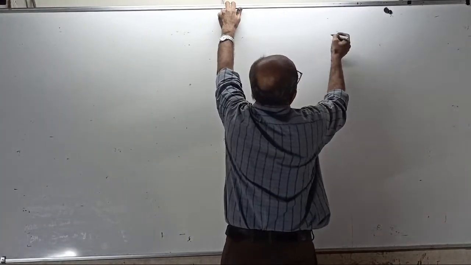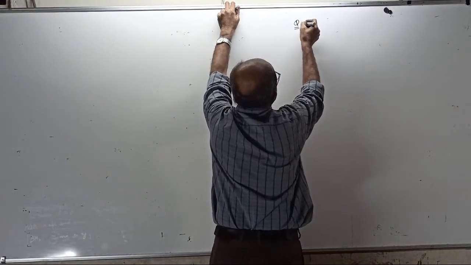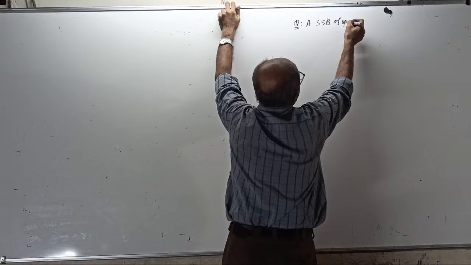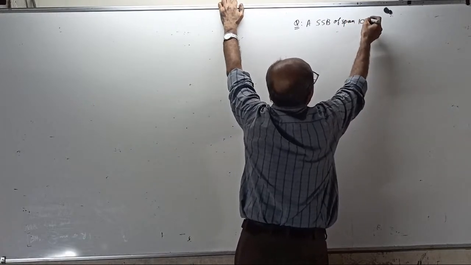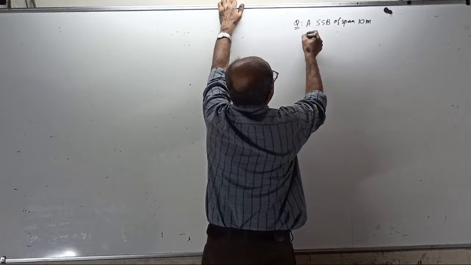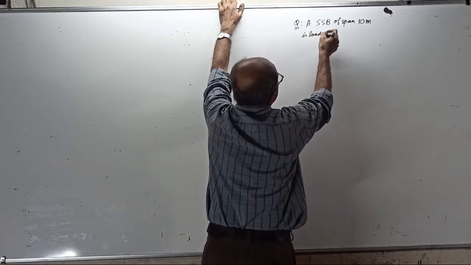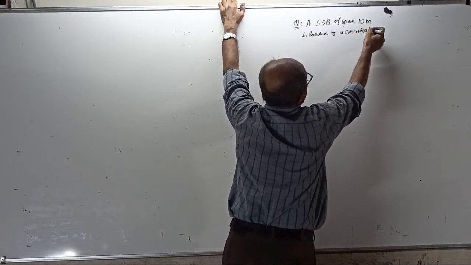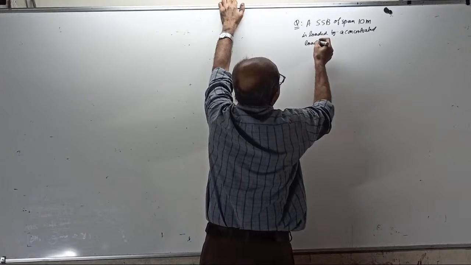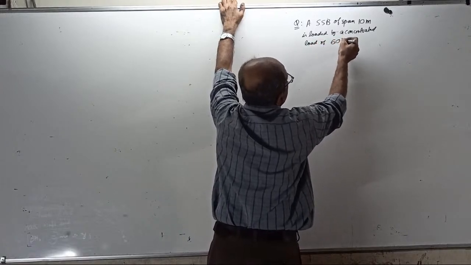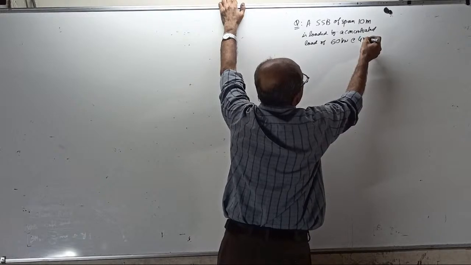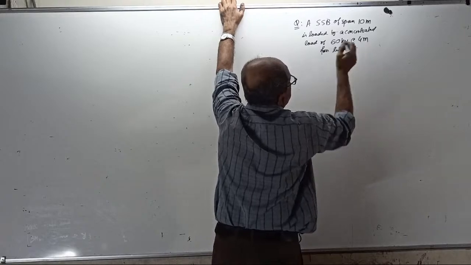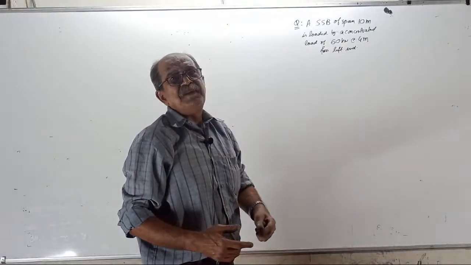See, I will put the question here. A simply supported beam of span, I will take the span as 10 meter. I like 10 meter span. It is loaded by a concentrated load of anything, 60 kilonewton at 4 meter from the left hand. 4 meter from left hand. That is not symmetrical. If it is symmetrical, you can solve.